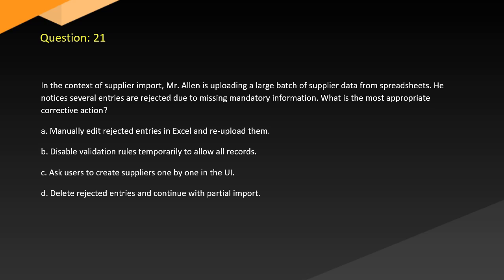Question 21. In the context of supplier import, Mr. Allen is uploading a large batch of supplier data from spreadsheets. He notices several entries are rejected due to missing mandatory information. What is the most appropriate corrective action? A. Manually edit rejected entries in Excel and re-upload them. B. Disable validation rules temporarily to allow all records. C. Ask users to create suppliers one by one in the UI. D. Delete rejected entries and continue with partial import.